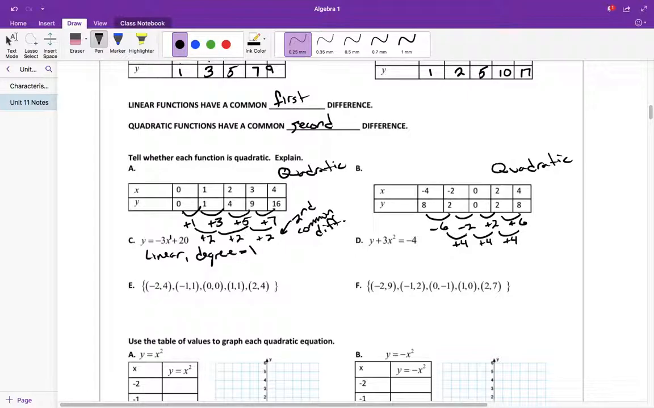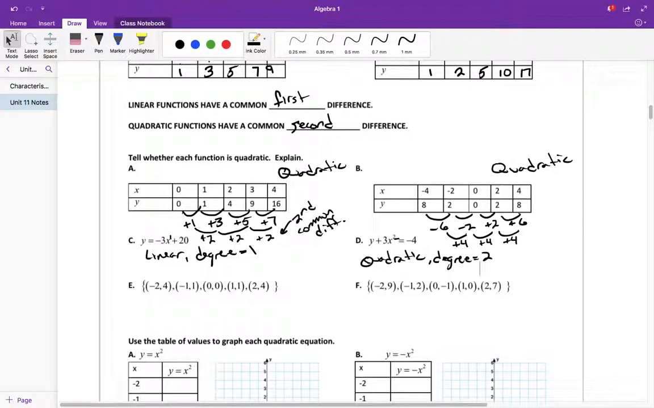For D, y plus 3x squared equals negative 4. You look at where x is, you look at its exponent, which is 2. Now you do have a quadratic function because that highest exponent that you see is 2. And so your explanation would be that the degree equals 2.